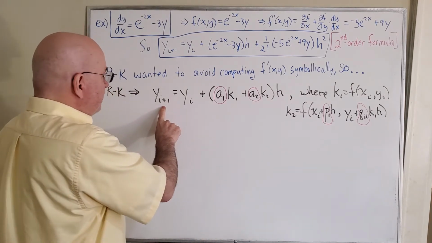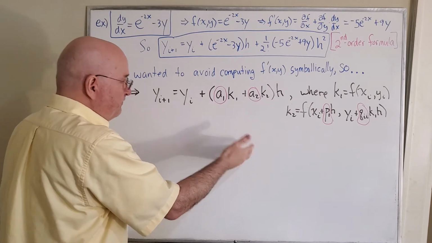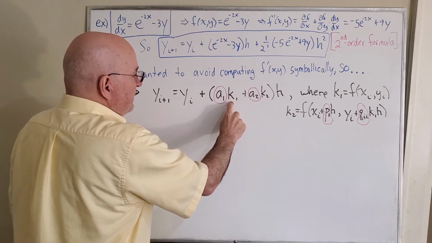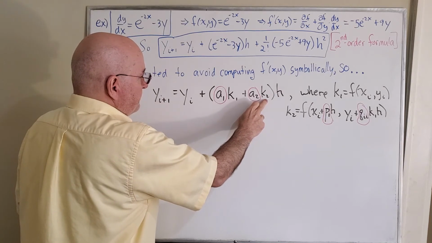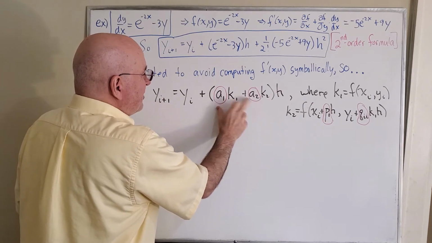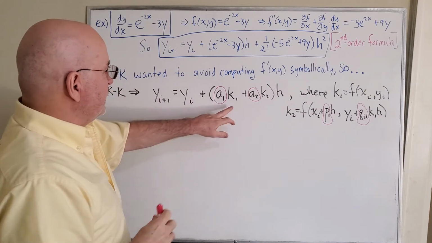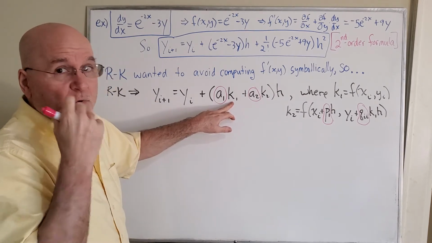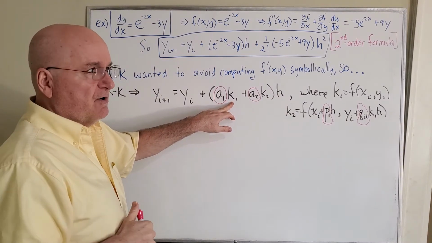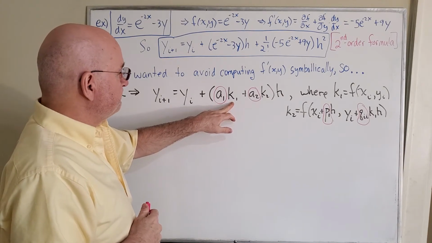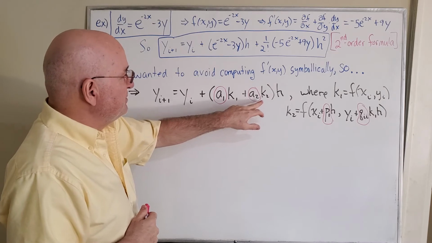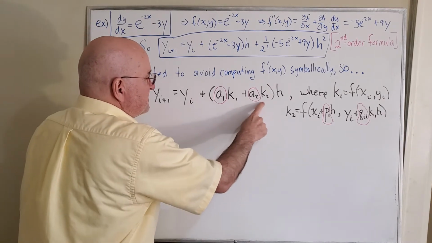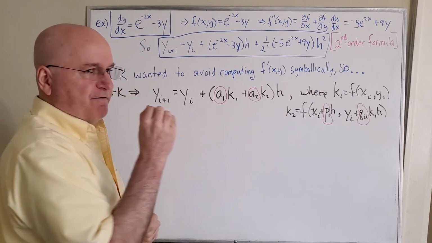What do we have here? We've got y_{i+1} equals y_i plus something. We have a k1 here and a k2 here, and we're taking some linear combination of those two things. Well, notice what k1 is. That's exactly what we've seen before. It's just f of x_i, y_i. That's what was used in the first order Euler method, plus a2 times k2.